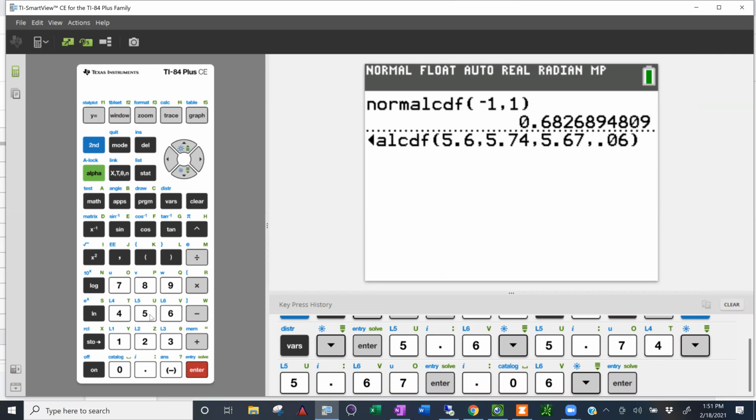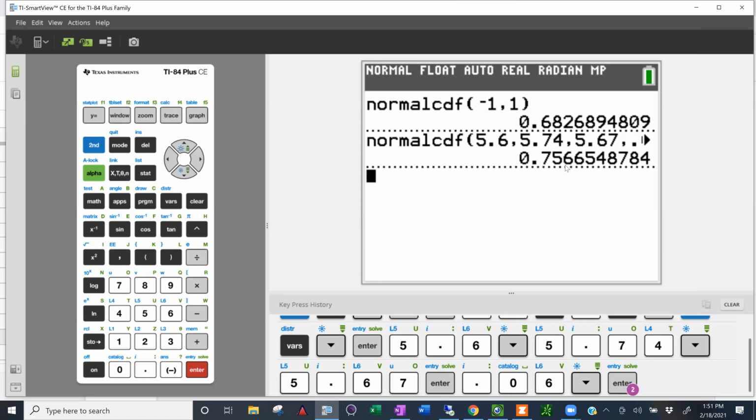So if you've got, say, an older TI83, then you would just type in the command as you see it here. It'll be normal CDF, then 5.6, comma, all this stuff. We get exactly the same answer that we got on Google Sheets. 0.7566. So great.